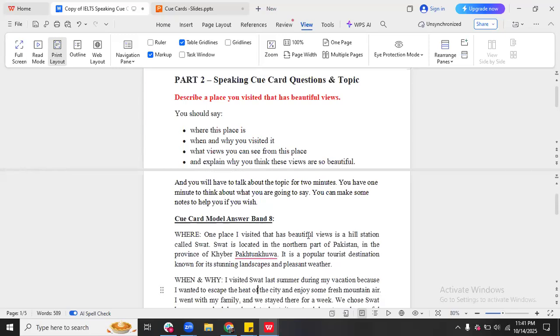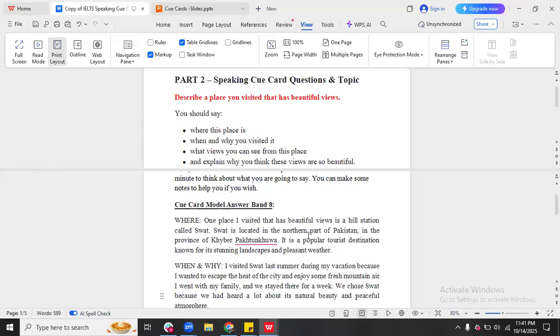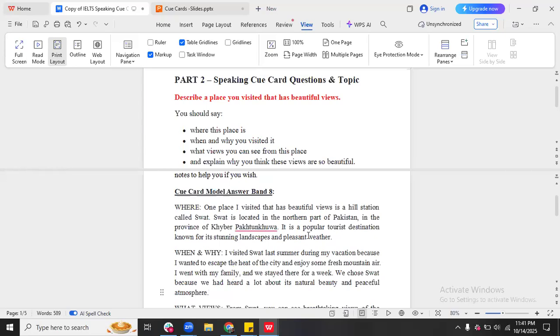And then, when and why you visited it. To answer this, I visited it last summer during my vacation, or last October, or any day you would like to say. I wanted to escape the heat of the city, or I wanted to enjoy the fresh mountain air. You can even say, I wanted to see how ice feels in reality. I wanted to make a snowman with my siblings or my friends, and I went with them. So you can elaborate according to your own choice. You're free to do so.